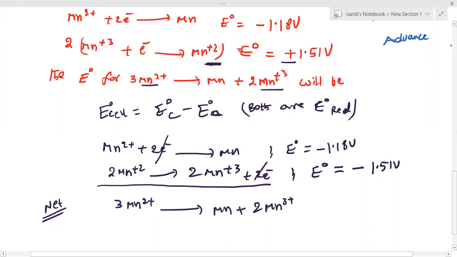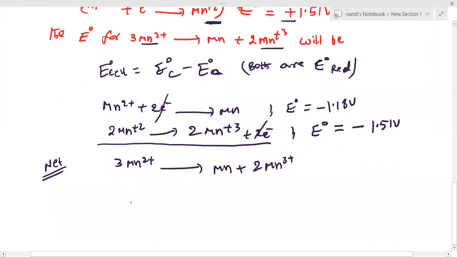So now we can apply the simple basic formula for E cell value. E naught cell equals, at the cathode reduction takes place. What the cathode is here in the above equation, wherever reduction, that is the cathode. So E naught cell value of cathode minus E naught cell value of anode. So the cathode value is minus 1.18 volt. Then the anode, sir, what is the anode value we are getting here?